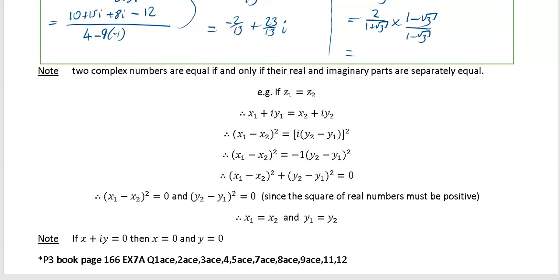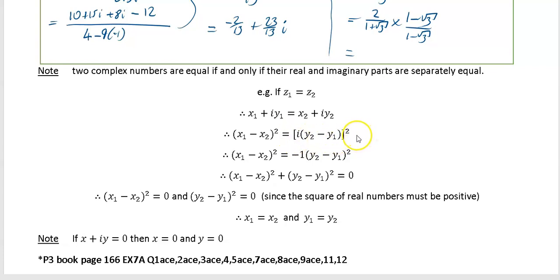Okay. Last wee note for this video, nothing else for you to write, but it says two complex numbers are equal if and only if their real and imaginary parts are separately equal. So if z1, complex number 1, and z2, complex number 2, are equal, therefore x1 + i y1, that's the real part of z1 plus the imaginary part of z1, is equal to x2 + i y2. If you bring the real bits all to one side, you're going to have x1 minus x2. If you bring the imaginary parts all to one side, you're going to have i times (y2 minus y1), and they've just taken the i outside of brackets.